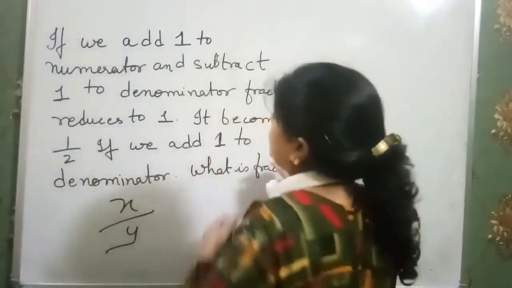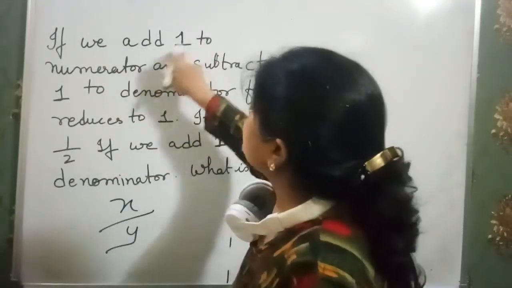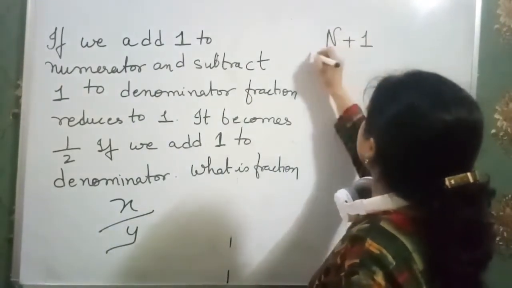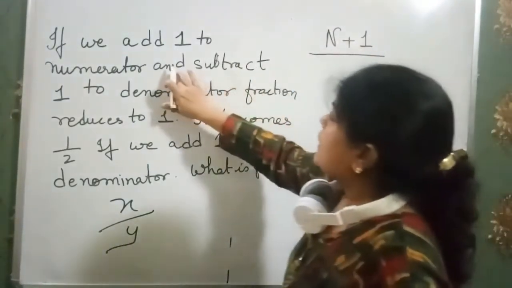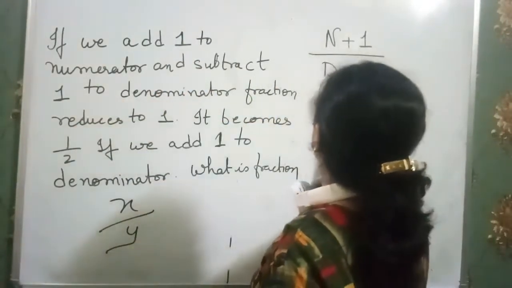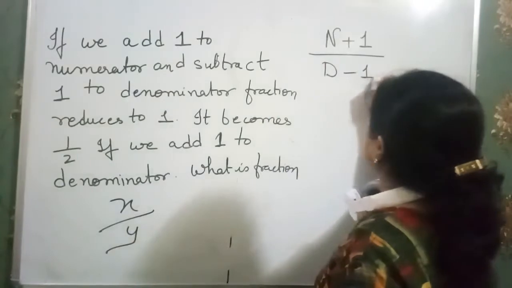Okay. Now what is given? Add 1 to numerator. That means we add 1 to the numerator. And subtract 1 from the denominator. So we subtract 1 from the denominator.